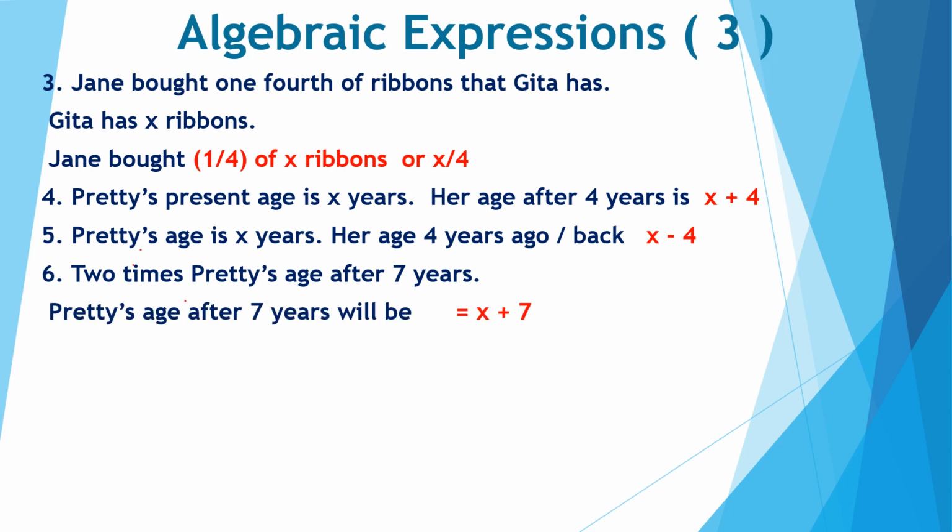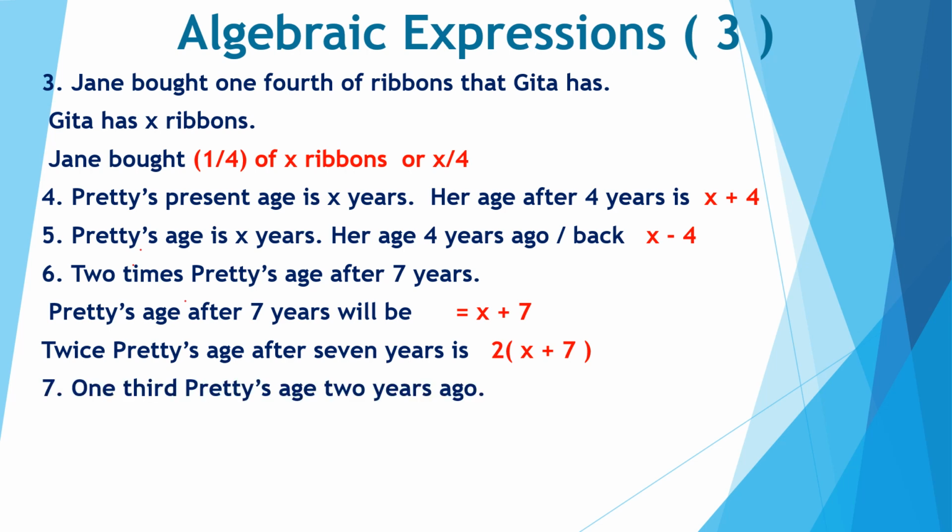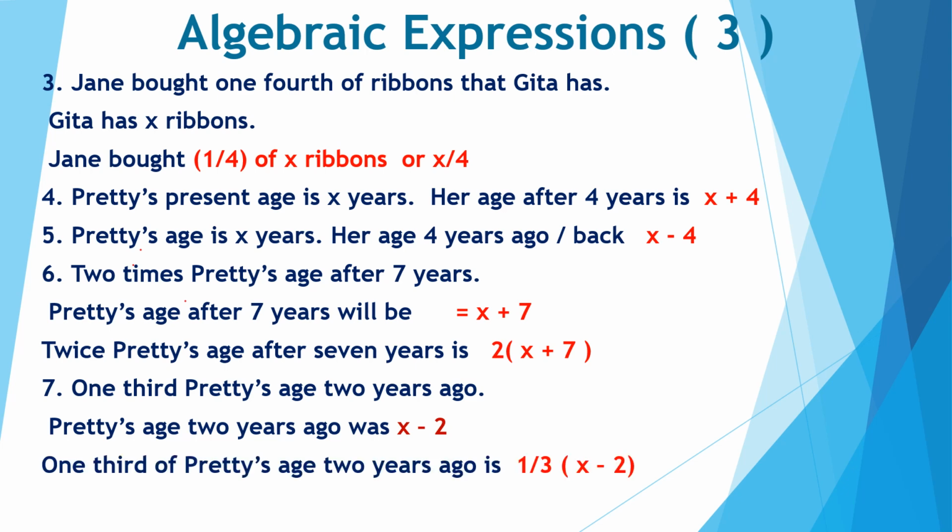2 times Pretty's age after 7 years. Let us find out Pretty's age after 7 years. It will be x plus 7. So 2 times Pretty's age after 7 years is twice x plus 7. 1/3 Pretty's age 2 years ago. What will Pretty's age be 2 years ago? x minus 2. So 1/3 of Pretty's age 2 years ago is 1/3 times x minus 2.